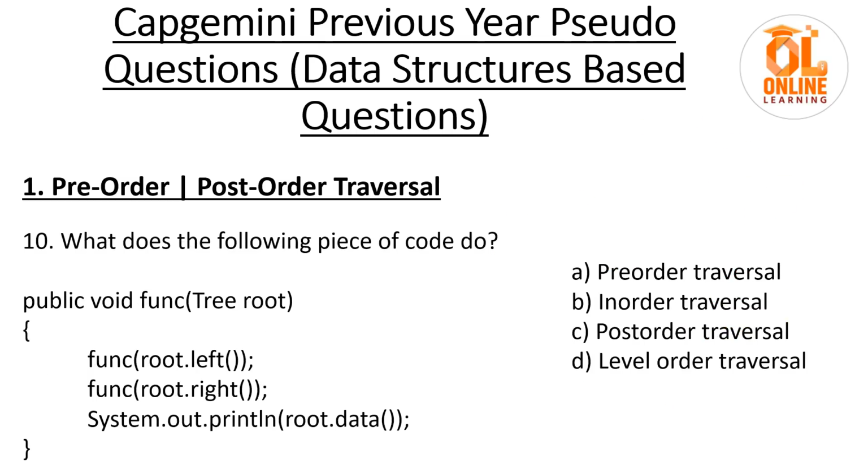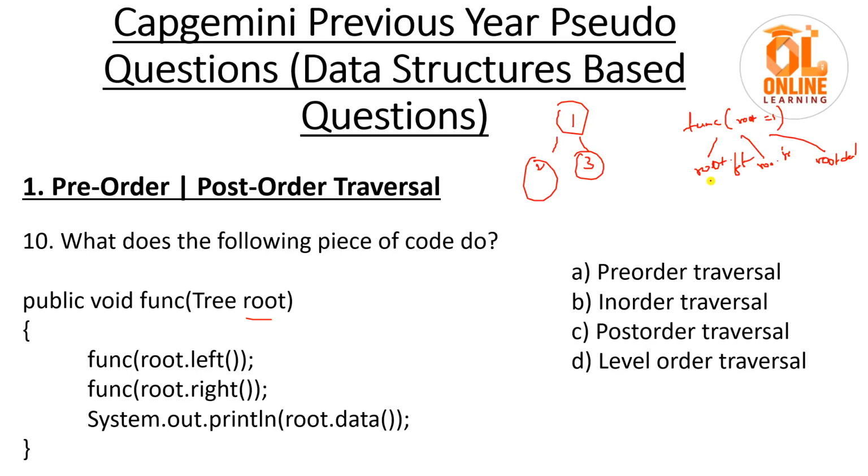Okay, the last question for today. What does the following piece of code do? There's a function given root, and it's a recursion: root dot left, root dot right, root dot data. Let's take an example of 1, 2, 3. We have the function, in this root means one address will be passed here. In that, first is root dot left, then root dot right, then root dot data.